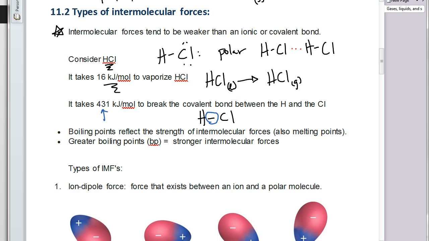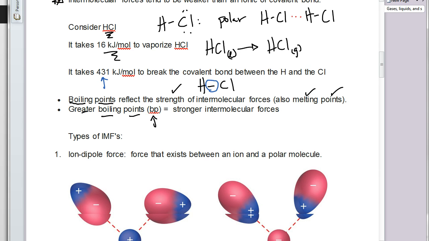A couple of things we can look at when it comes to intermolecular forces, and one of those is boiling points. This is the temperature at which something turns from a liquid to a gas. These reflect the strength of the intermolecular force. Melting points can also reflect the strength of the IMF. Typically, if you have a greater boiling point, BP, it means you have stronger intermolecular forces in those molecules.